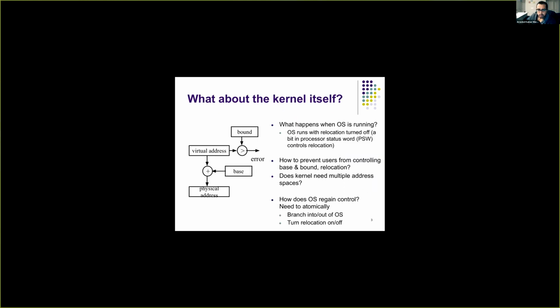When we looked at dynamic relocation or address translation, we saw what happens when a virtual address that belongs to a process gets translated to a physical address. But we didn't look at what happens when the OS is running, right? The simplest thing that earlier operating systems used to do is they used to switch off relocation when the operating system is running.